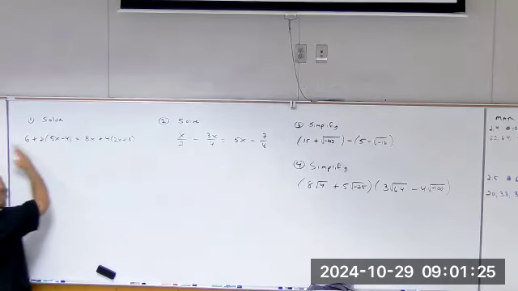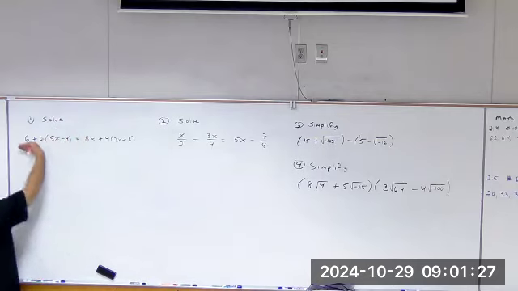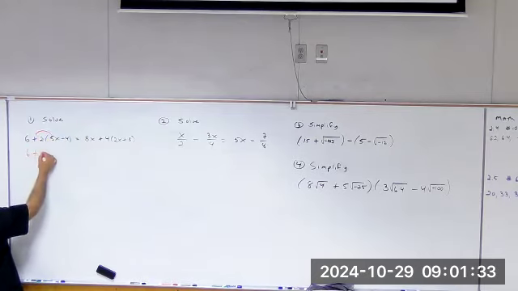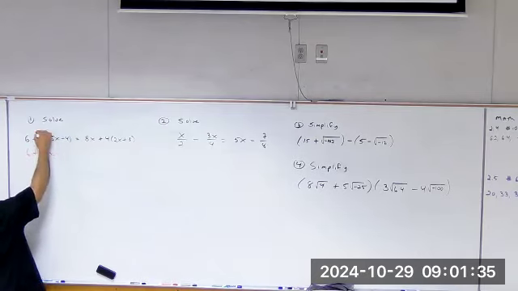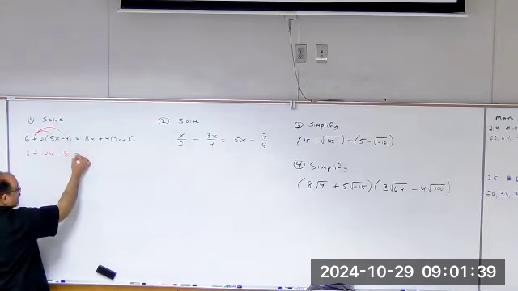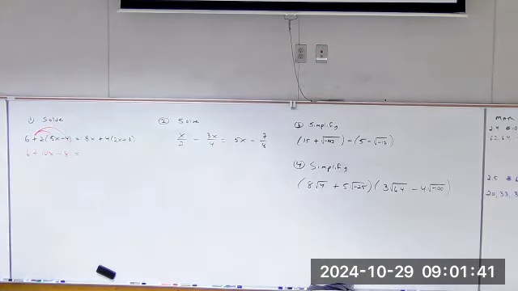Bring down again from left to right, bring steps down from top to bottom. Down the 6. Positive 2 times 5x is positive 10x. Positive 2 times negative 4 is negative 8. Equals.